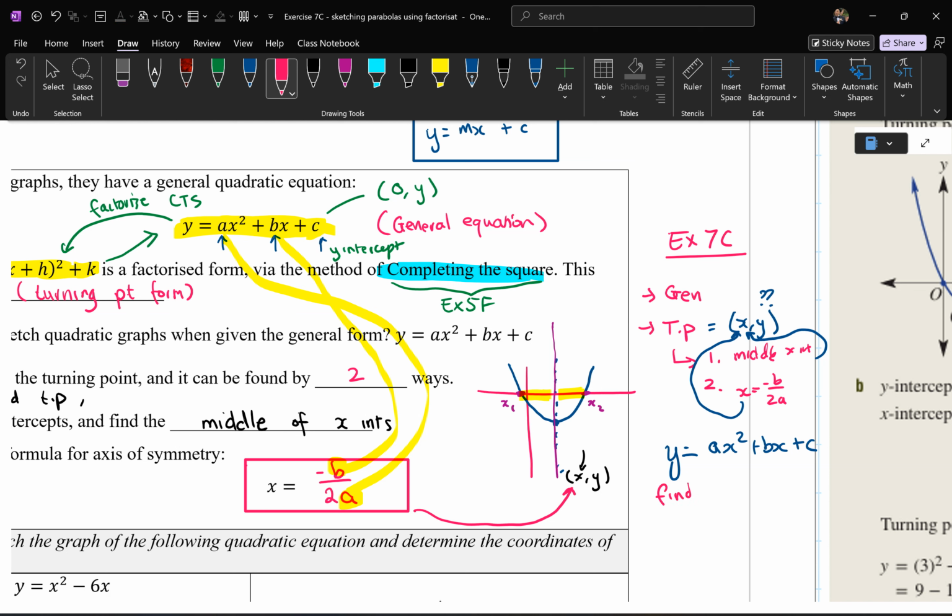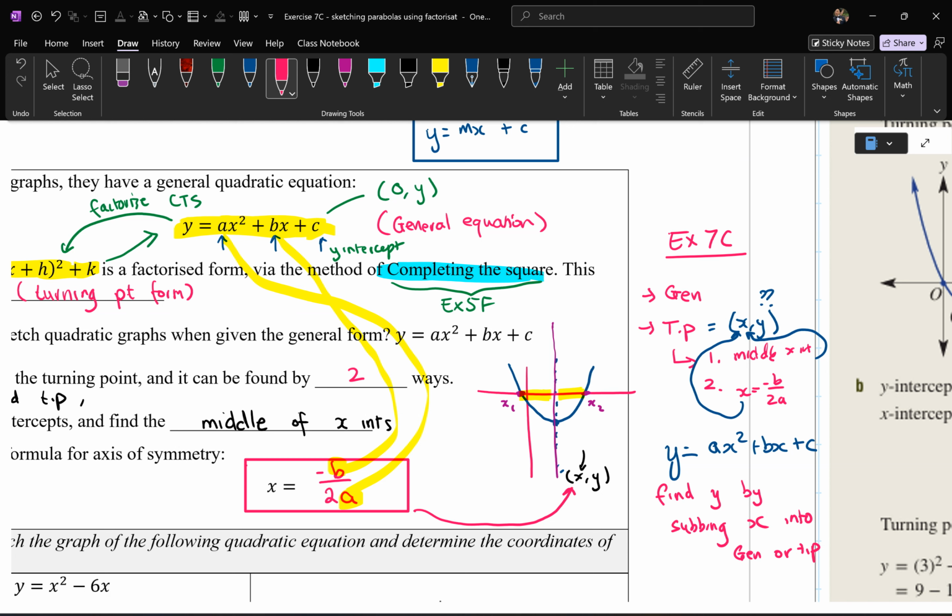Say find y by subbing x into general form or turning point form. Okay, because remember you started off with 2 equations. You got general form or you got the turning point form. If you know how to find the x coordinate of the turning point, which is only this value, to find the y value, you just sub it back into either equation.